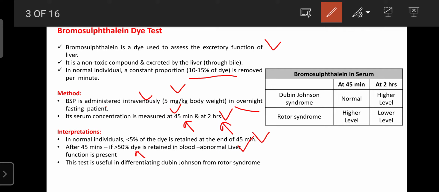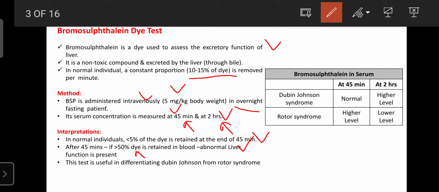So that is assessed with the help of the bromosulfophthalein administered. After 5 minutes, if more than 50% is retained in the blood, suppose you administered 350 mg to a 70 kg person. Then 50% means around 170 mg. If more than 170 mg is retained in the plasma, that indicates the liver has problems.